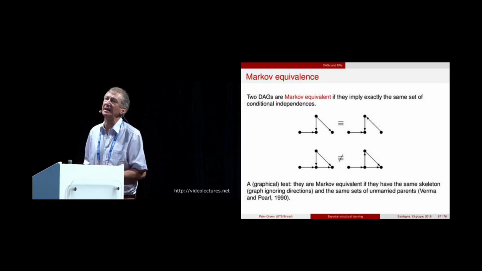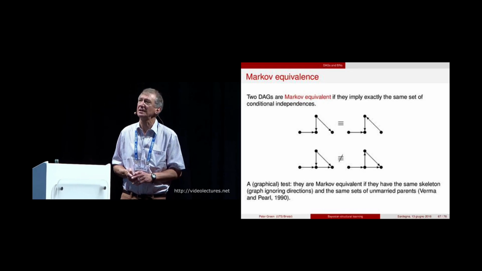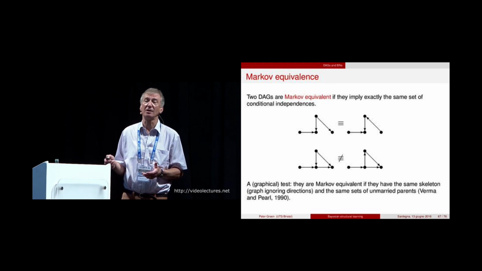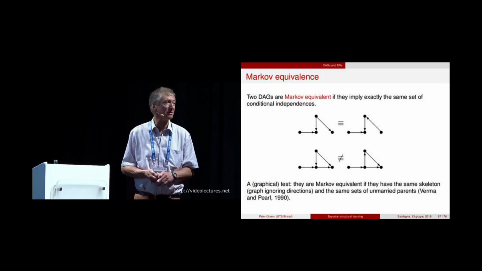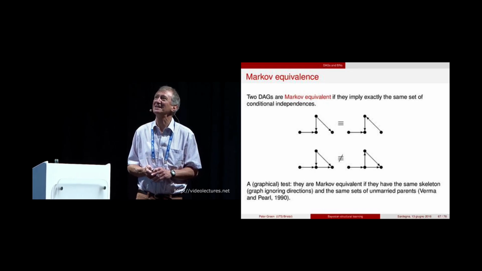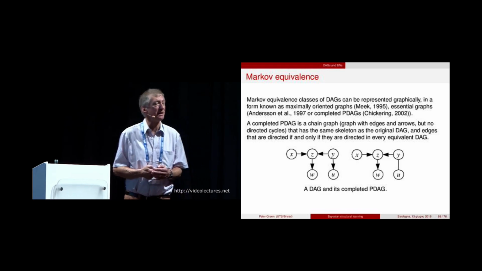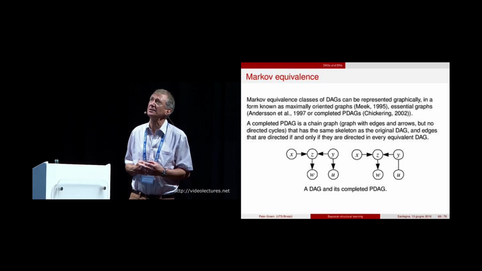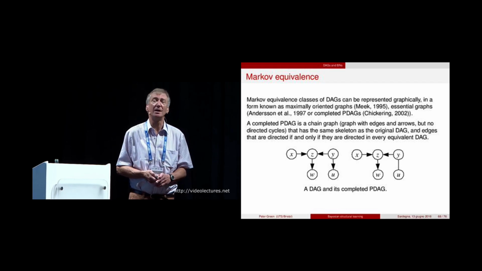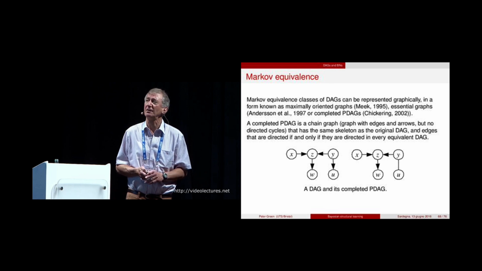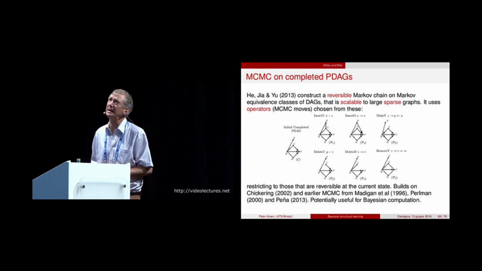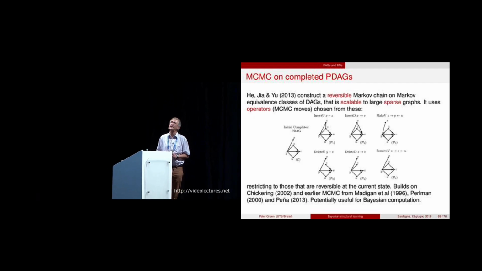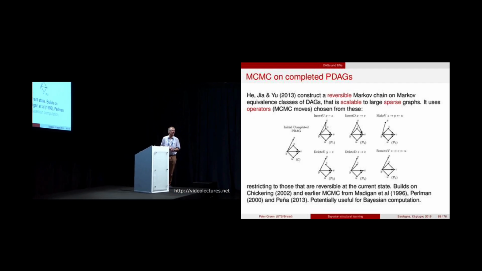Now, fortunately, there is a simple, easily understood test for Markov equivalence. Two DAGs are Markov equivalent if they have the same skeleton, that is, the same graph ignoring directions, and the same sets of unmarried parents, the same sets of immoralities, as they're sometimes called. David's term there has had a lot of life. And what this means is if you want to conduct Bayesian inference using sampling methods on DAGs, what you have to do is operate on equivalence classes under Markov equivalence. And there's very recent work, and I'd love to see if this is going to be exploited in Bayesian computation, very recent work on Markov chains for completed DAGs that are guaranteed to be reversible and therefore potentially usable.